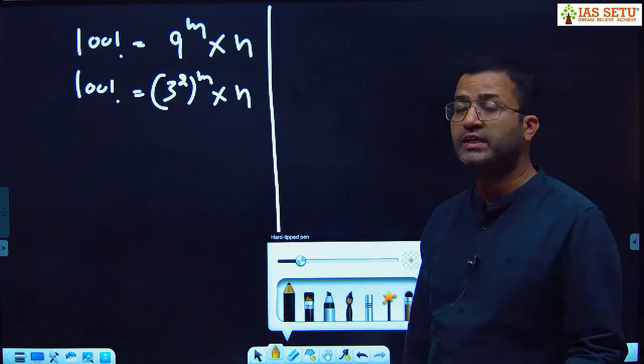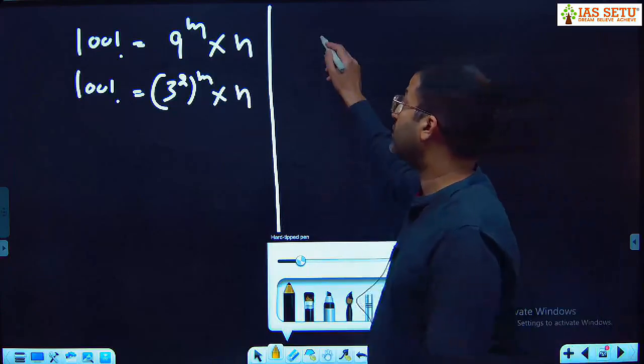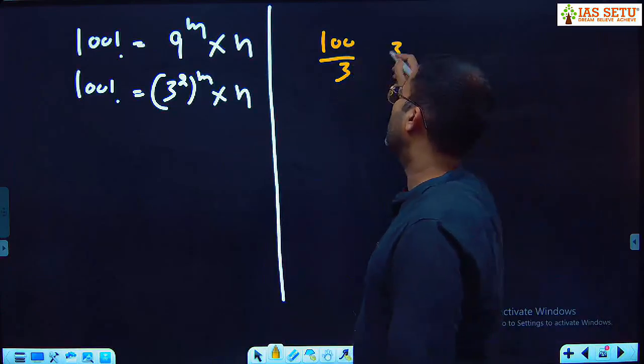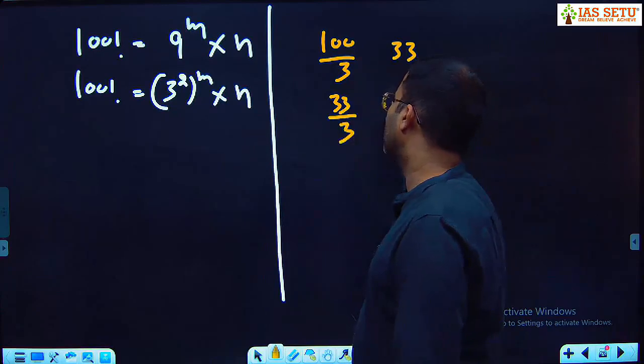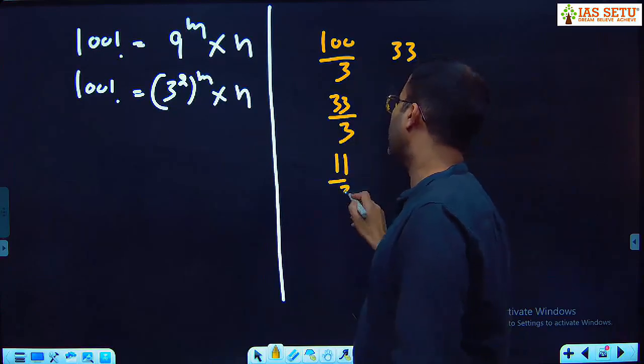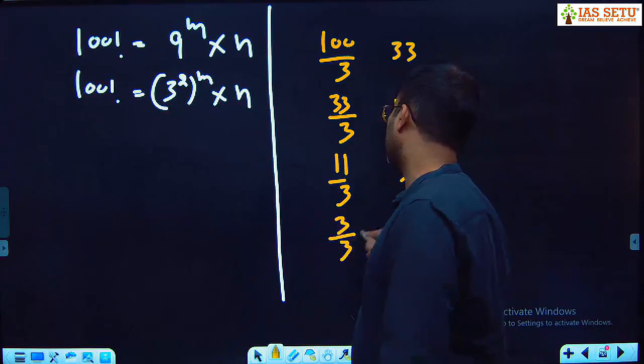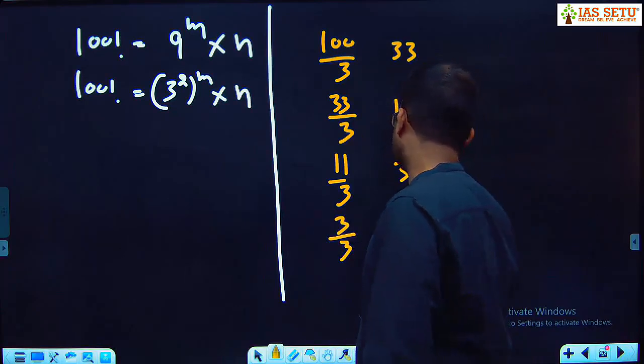So don't check 9, check 3. How many 3s are there? 33. 33 divided by 3, 11. 11 divided by 3, 3. 3 divided by 3, 1. So here it is 48.